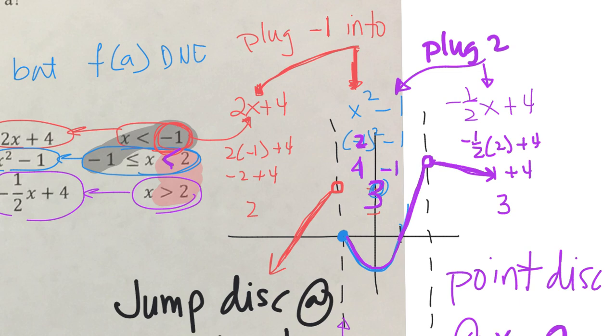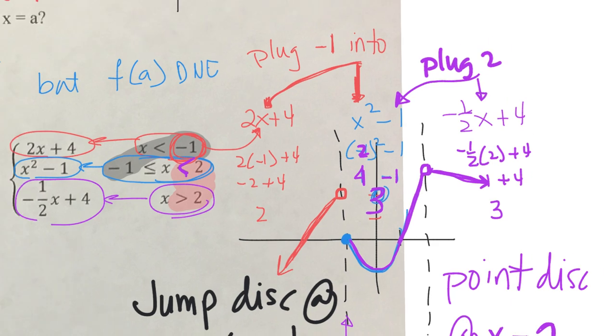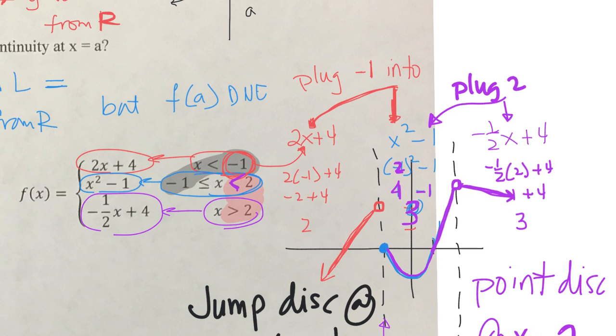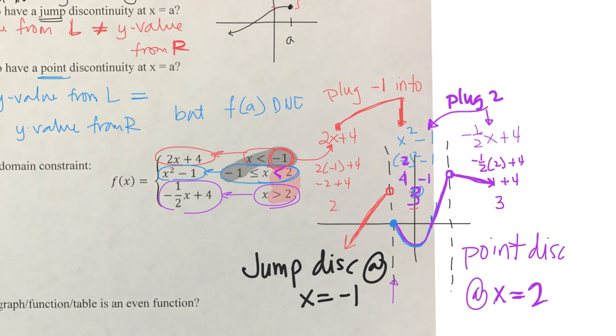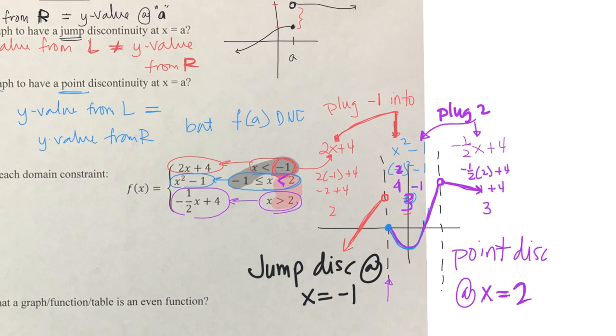Okay, so that's the process of deciding. You have to plug in those numbers. Plug in the number to the left, so using 2 equations, the top and the middle, and then the middle and the bottom, and see if those y values give you the same thing. That tells you whether there is a point discontinuity, a jump discontinuity, or if all 3 of them are there, then that's normal continuity.